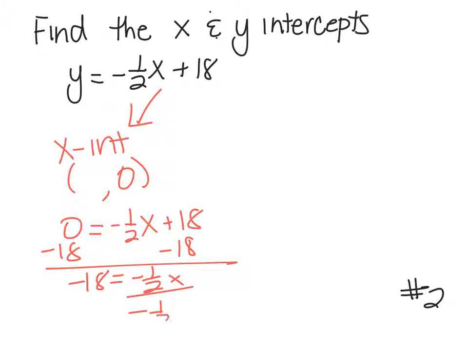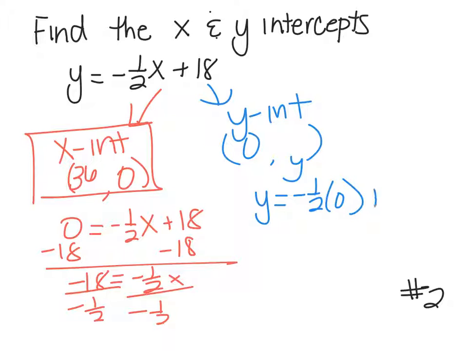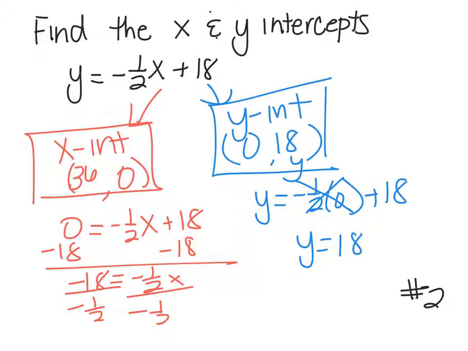Divide both sides by -1/2. And 18 divided by -1/2 is 36. So there's my x-intercept written as a coordinate point. My y-intercept means I need a number for y when I put in a 0 for x. So y equals -1/2 times 0 plus 18. That cancels because anything times 0 is 0, and y equals 18. So my y-intercept is 0, 18.